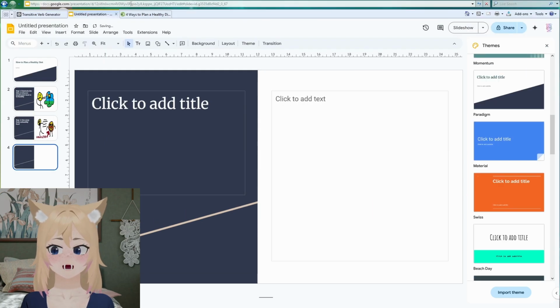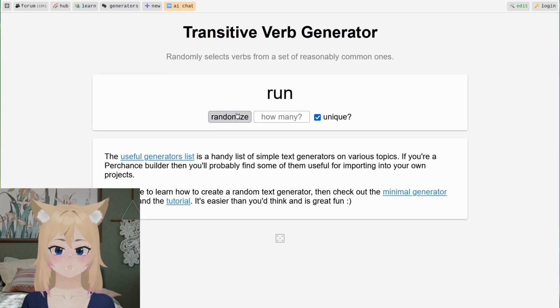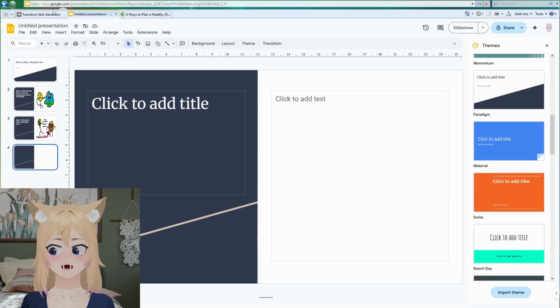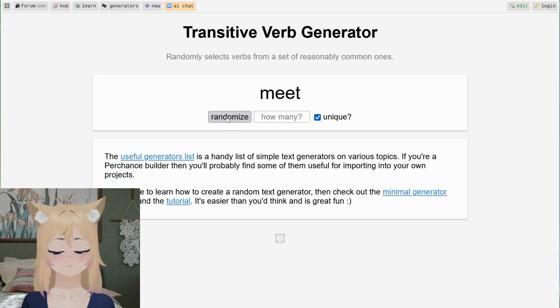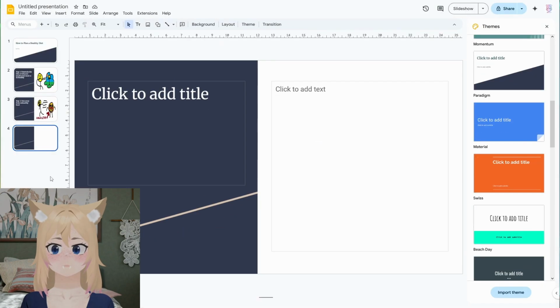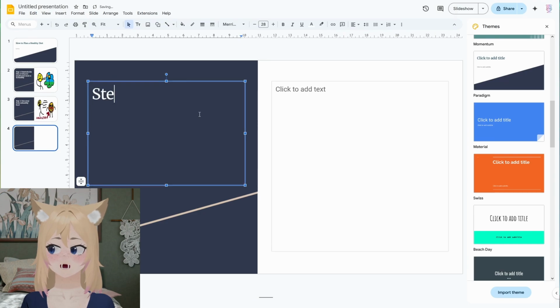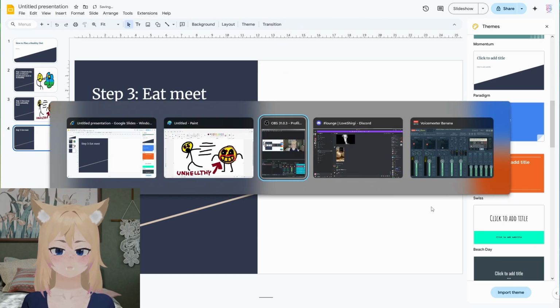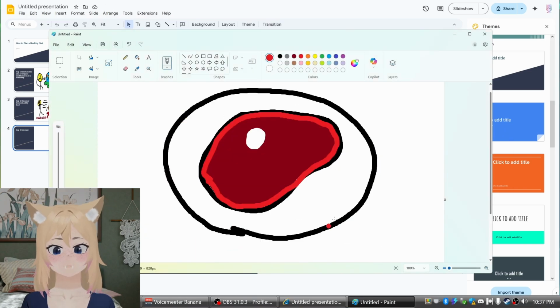Step three. I plan to have 5 steps for each of these. All right, step 3 of how to plan a healthy diet. Meat. Okay, got this. Step 3, eat meat. Perfect. Shut up. Perfect. It's perfect. Kind of looks like a diseased egg, but that's still meat, I think, technically.